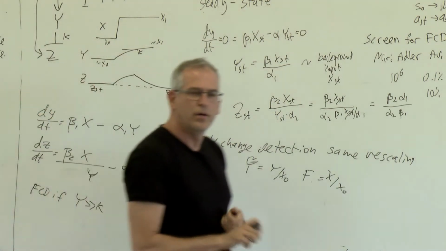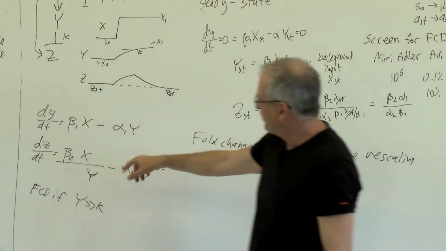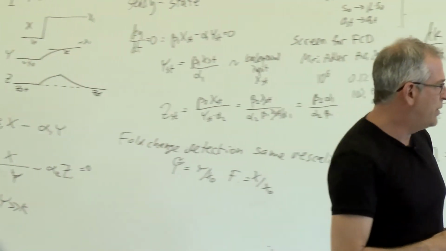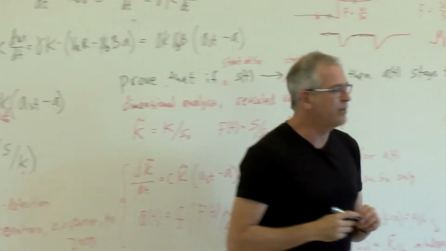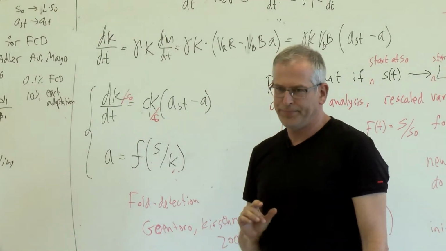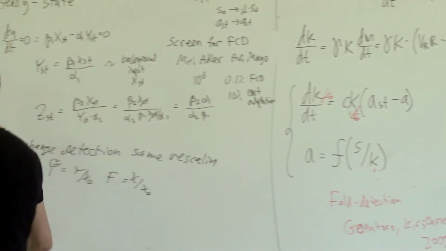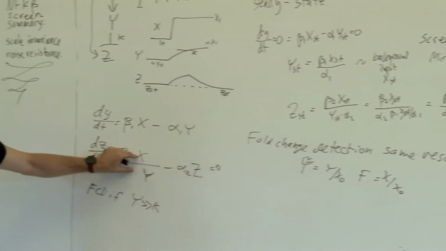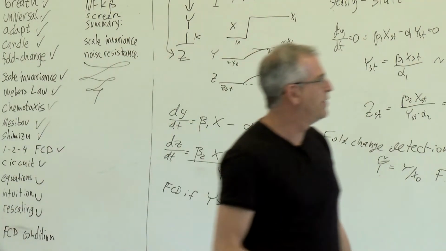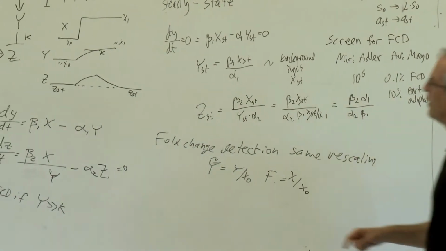Yeah. How did you guess that term beta 2 x over k over y? How did I guess this term? Yeah. That's because there are general conditions we know for fold change detection. I'm going to write it down. And they help you guess that you always have to have an x over y here or something like that. This is the general form of an AND gate with a receptor.